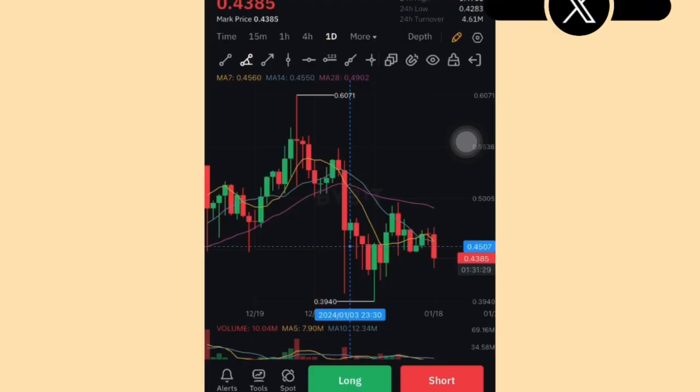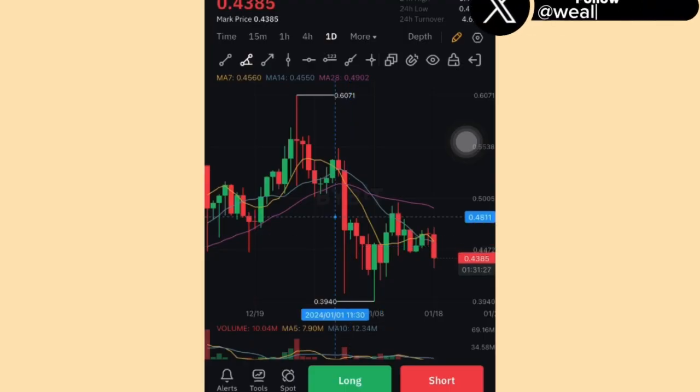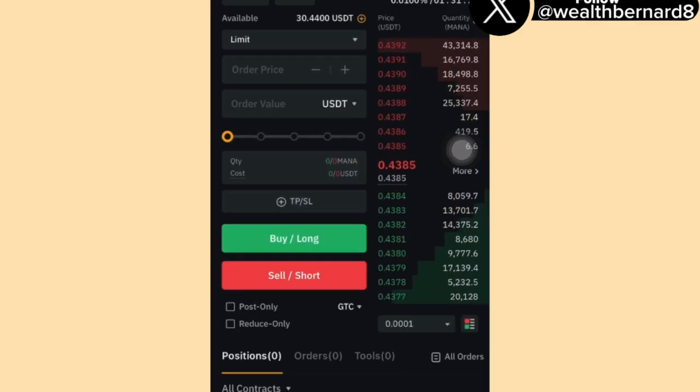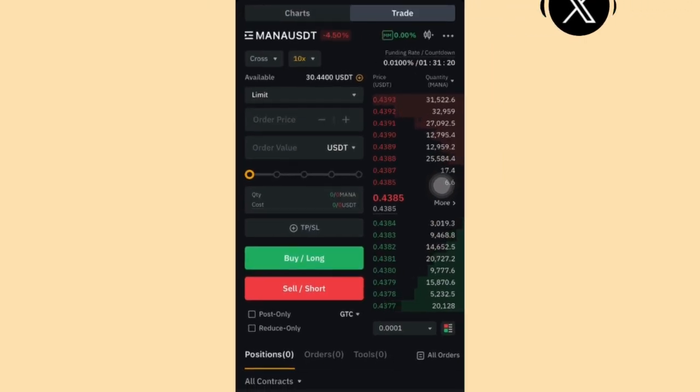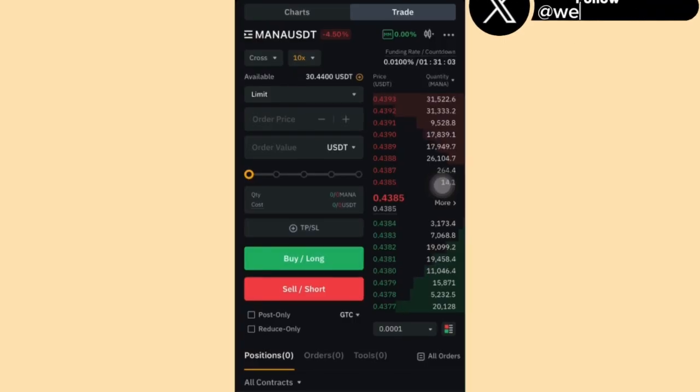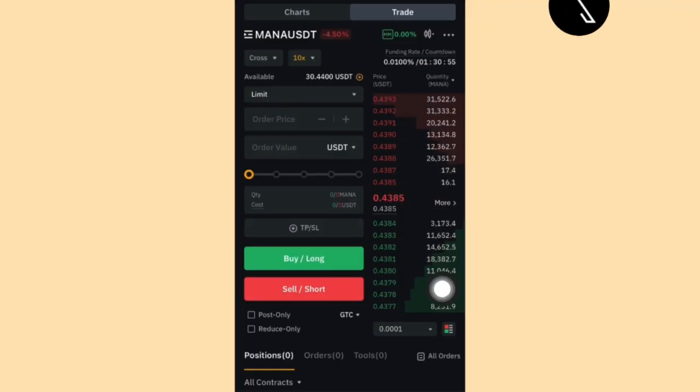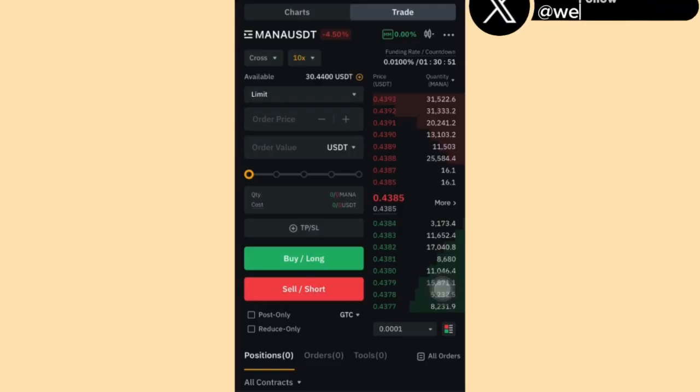So let's say you want to trade, or you want to go short or long. Let's say you go short, and it's going to bring you to the trade angle. Coming to this trade angle, you're going to see how the trade chart looks. On the right-hand side is called the order book. This is the trades people are actually making right now, the buying and selling, or the long and short, on this token.